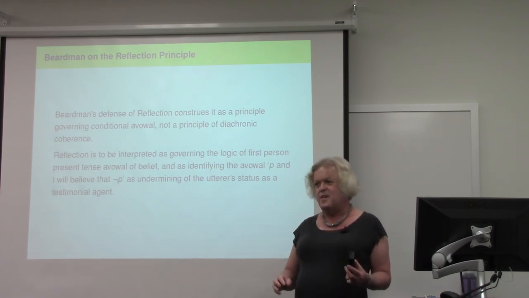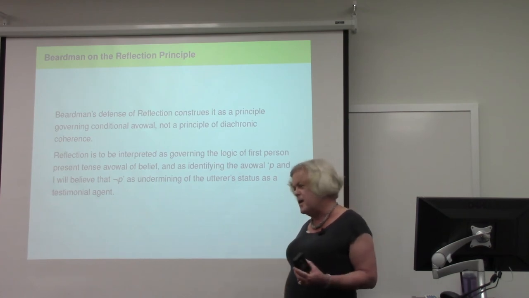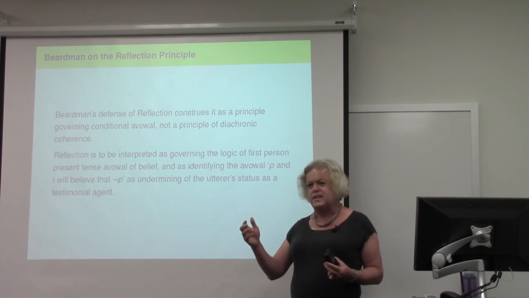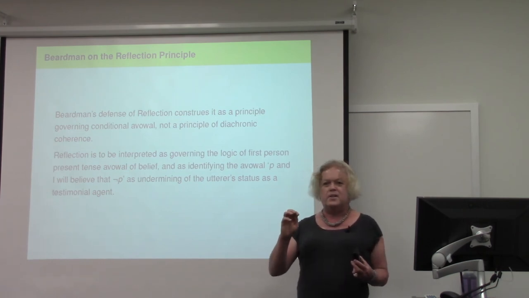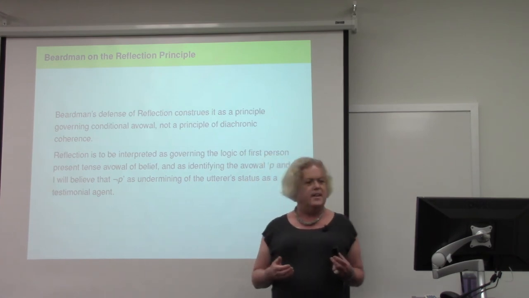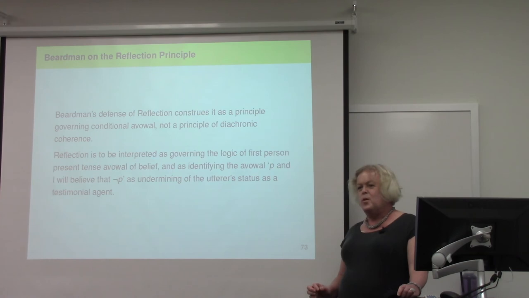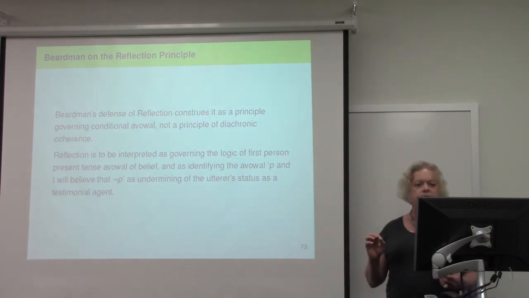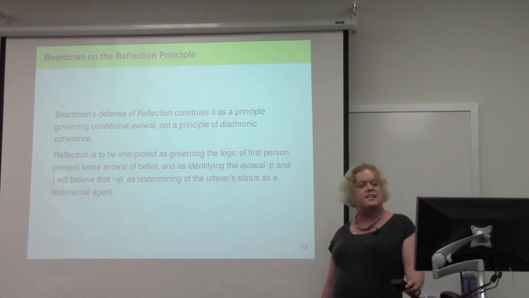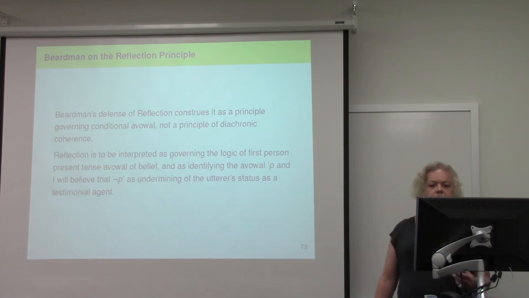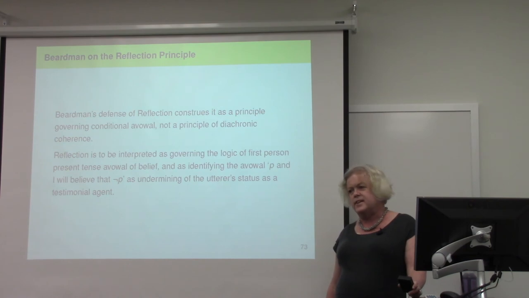Right? They say, maybe reflection doesn't apply to cases where there's predicted irrationality or predicted memory loss, or I've got a counterexample to reflection that involves even your lack of ability to track the passage of time, right? Surely all of these things are not built into the notion of what it's now rational to believe. And Stephanie says, look, these various counterexamples are kind of irrelevant to Van Fraassen's point, because surely Van Fraassen intended the principle to be interpreted as governing the logic of first person present tense avowal of belief, rather than autobiographical statements that you so believe, and as identifying the avowal of P and I will believe that not P as undermining of the utterer's status as a testimonial agent.